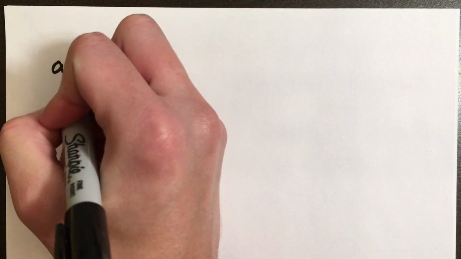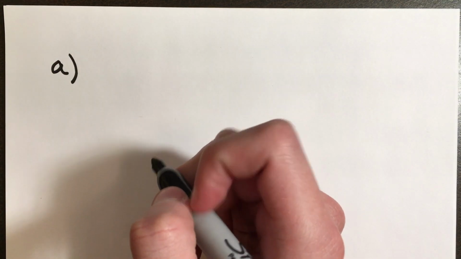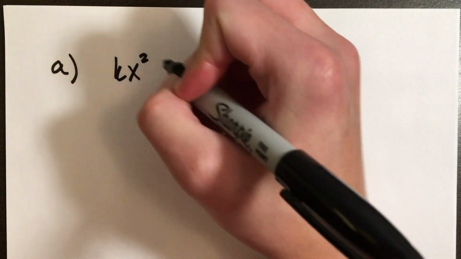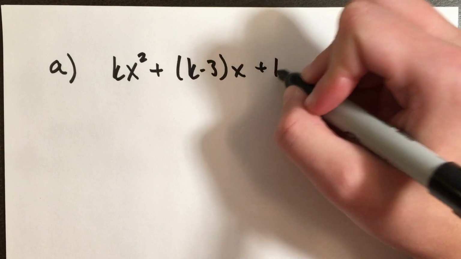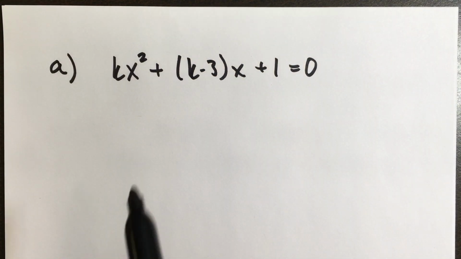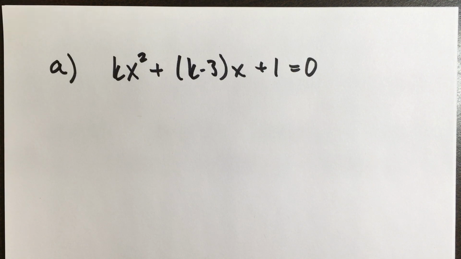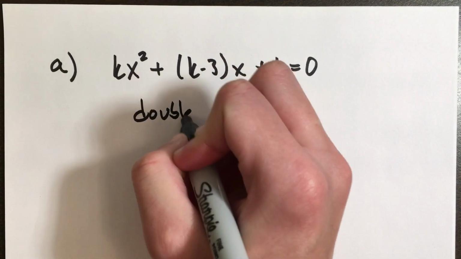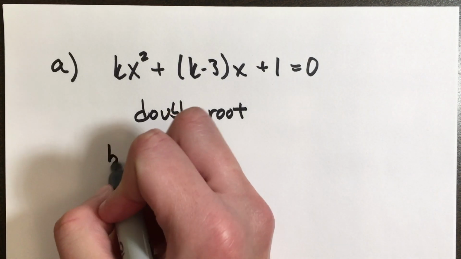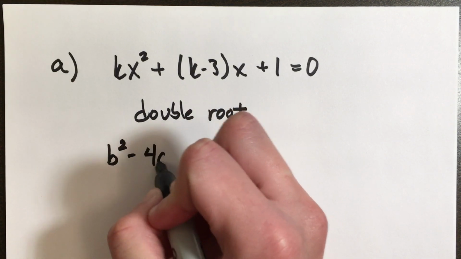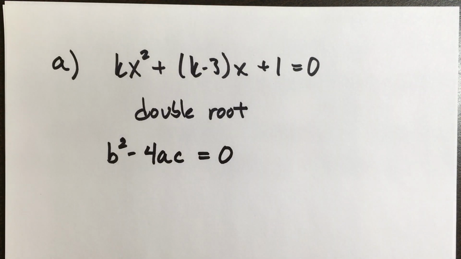Okay, so for part A of our problem, we're supposed to find the possible values of k in which kx squared plus (k minus 3)x plus 1 equals 0 has two equal roots. When there are two equal roots, it's called a double root, which we talked about earlier. If you remember, the discriminant when it's a double root is b squared minus 4ac equals 0.